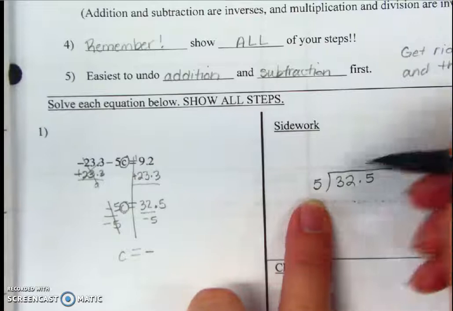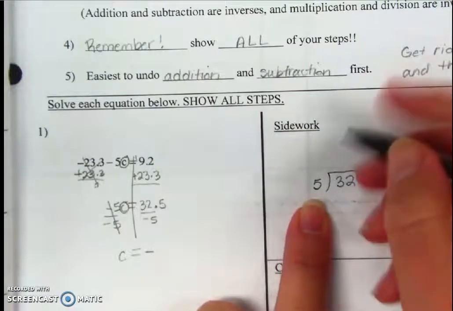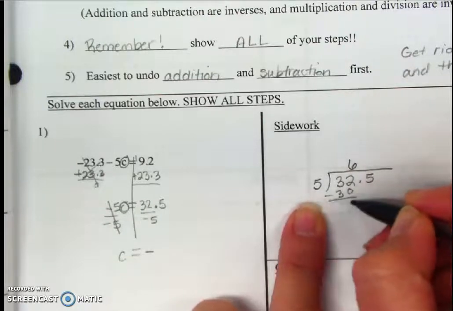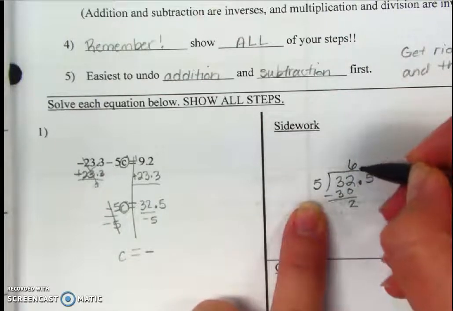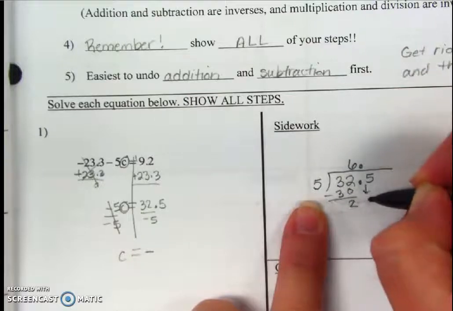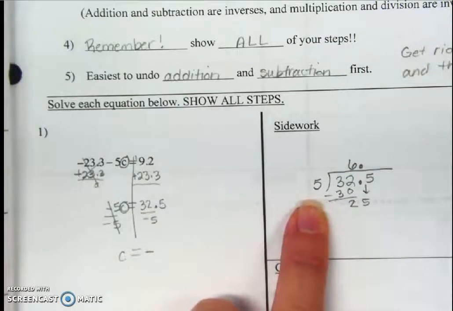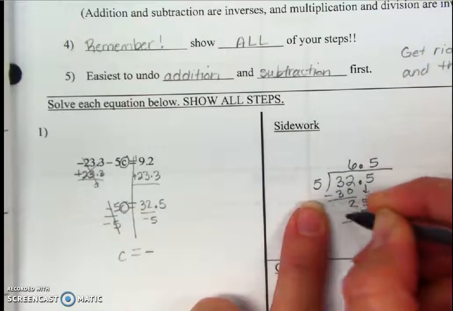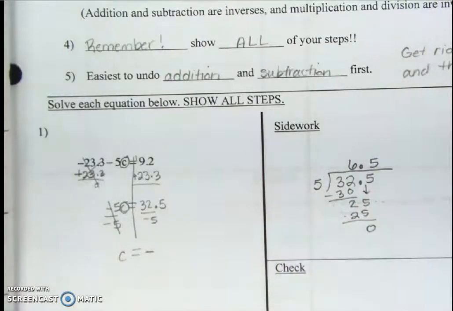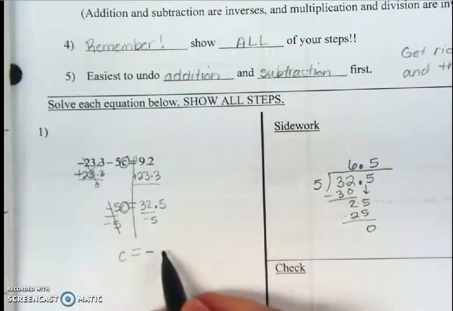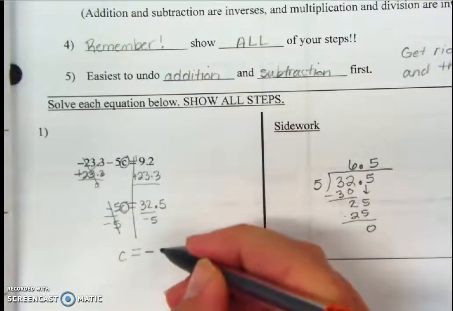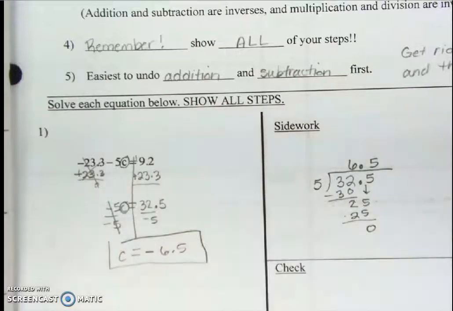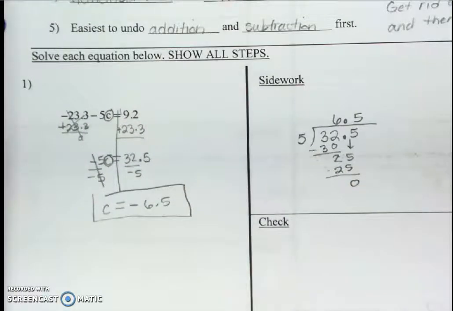Remember to show all your work. How many 5s can I take out of 32? Well, that would be 6. That would give me 30. I'd have 2 left over. I'm going to bring up the decimal. Bring down the 5. How many 5s can I take out of 25? Well, that would be 5. That gives me exactly 25. I have nothing left over, and so that would be my answer. Thank goodness I wrote that negative symbol first so we don't forget it's actually -6.5. All right, so I'm saying that's my answer, but remember, we have to check our work.